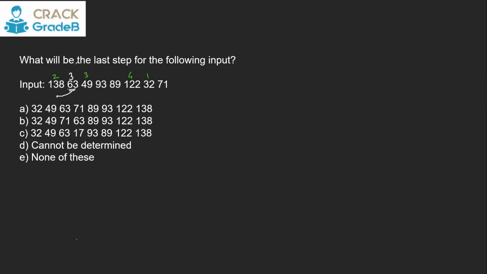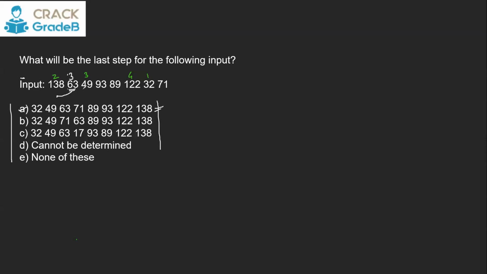Of course, the answer is what is the last step, and the steps are given. So in the last step, all the numbers should be arranged in ascending order. Ascending order, that will be the last step. So the answer here should be option number 1, 32, 49, 63, 71, because all the numbers are in ascending order. But if they had asked what will be the number of the step, that is what we are looking for here. So in the third step, 63 goes here.